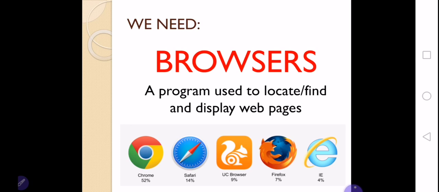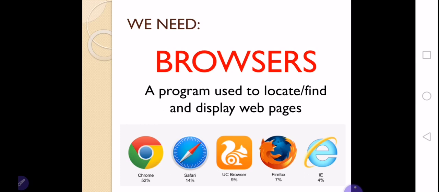Now if we want to access web pages or see these web pages, the first thing we need, if we want to open any website which has multiple web pages, is browsers. What are browsers? Browsers are basically the programs that are used to find and display the web pages. So we know that web pages are all over the world. They contain information, and they are present on the internet, they're present on the web.